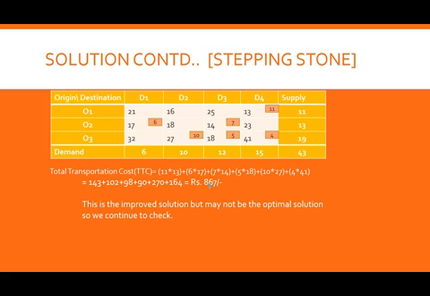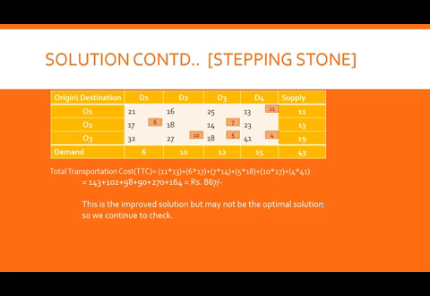But is it an optimal solution? No. It is not an optimal solution because all the net cost changes were not positive or zero. Therefore, this is the improved solution but may not be the optimal solution. So we go ahead once again to form the loops, perform stepping stones and identify whether we have arrived at an optimal solution or not.